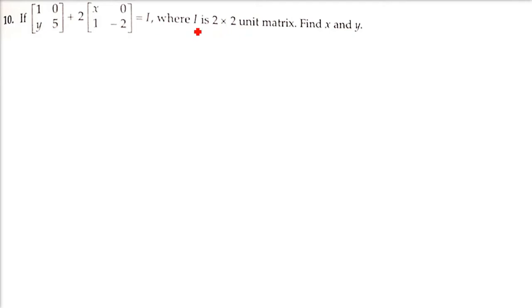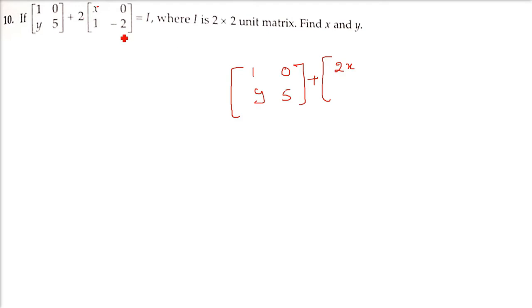If this left hand side equals I, where I is the 2 by 2 unit matrix, find x and y. So I am doing it directly. Okay, 1 0 5 y and 5. Then multiply 2 inside. Just multiply this, and then we'll add. Multiply every term by 2.